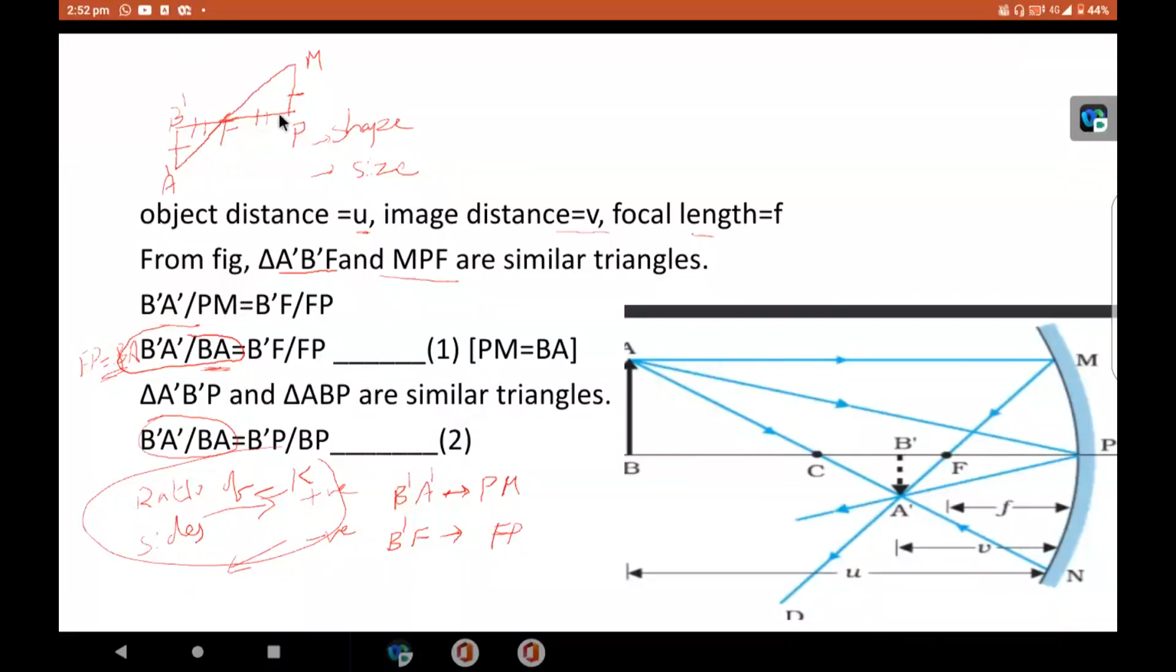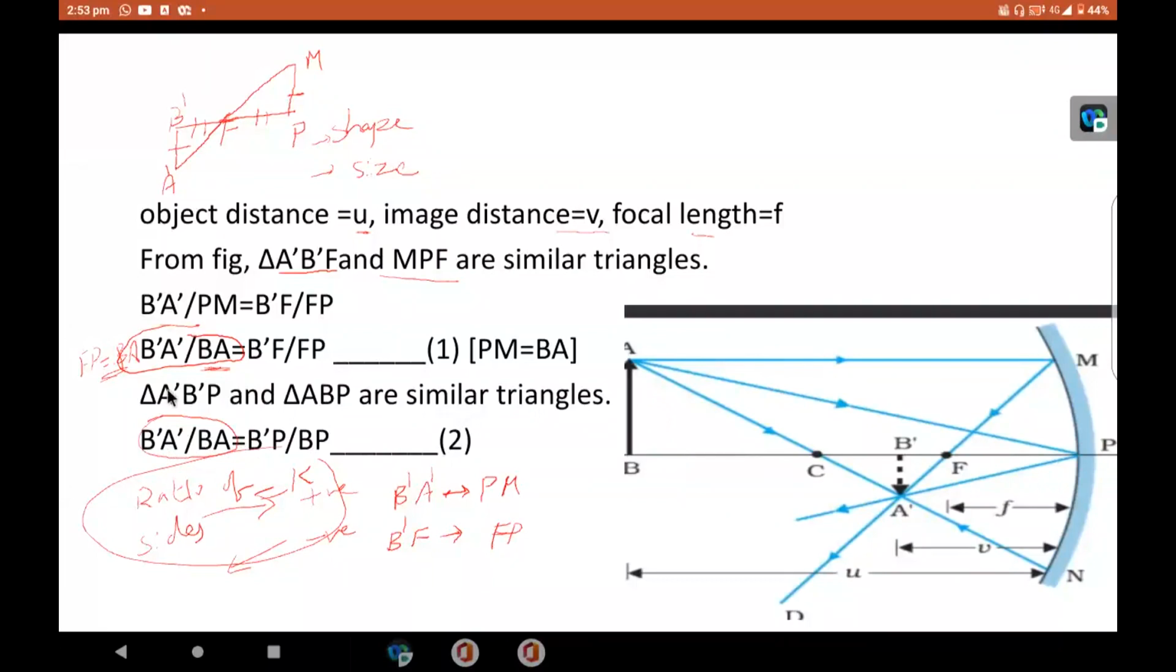But this PM is equivalent to the height of the object. That's why we have replaced it with AB. This we have taken as equation 1. Another pair of triangles we have taken, that is A, B, P, and another one B dash, A dash, P. Using that concept, we have got the height of the image by the height of the object is equal to the image distance by the object distance. We have taken this as equation 2.